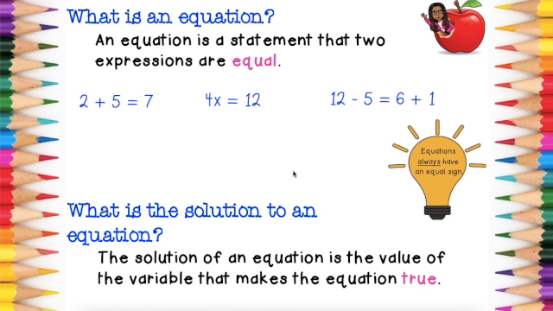Our last example, 12 minus 5 is equal to 6 plus 1. Again, two expressions, 12 minus 5 and 6 plus 1, and they are joined by our equal sign. One thing to remember is that an equation always has an equal sign. So if you look at all three examples, each of them has an equal sign.